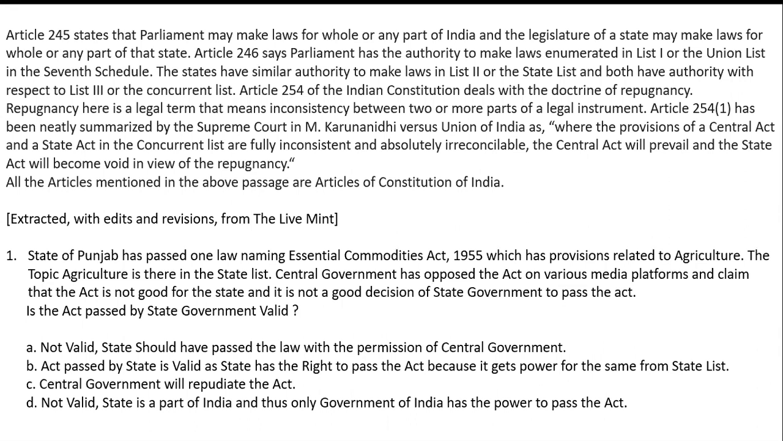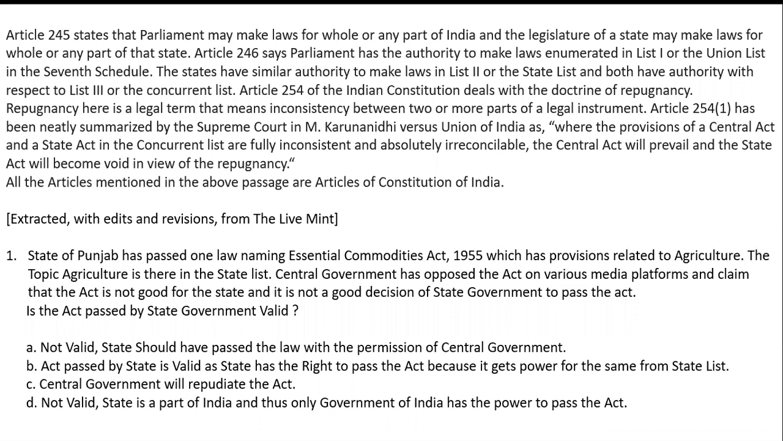So Article 246, as we have already discussed, states that Parliament has the authority to make laws enumerated in List 1 or the Union List in the 7th Schedule. The states have similar authority to make laws in List 2 or the State List, and both have the authority in respect of List 3 or the Concurrent List. We have discussed this briefly.